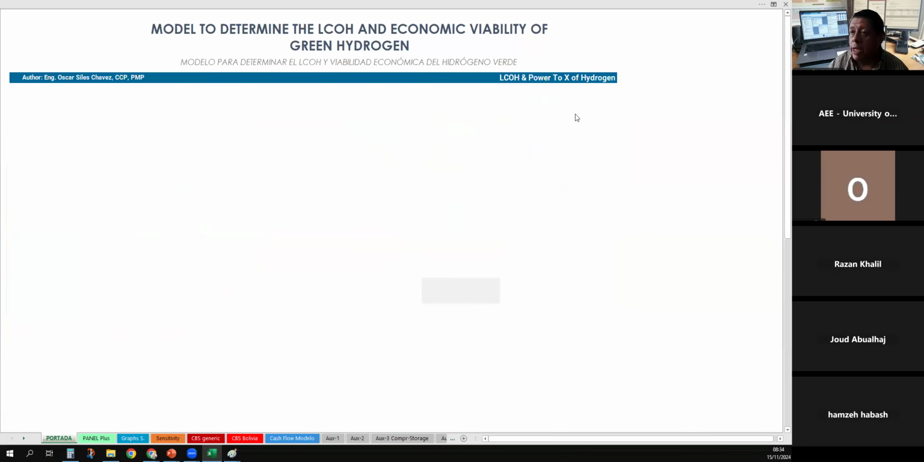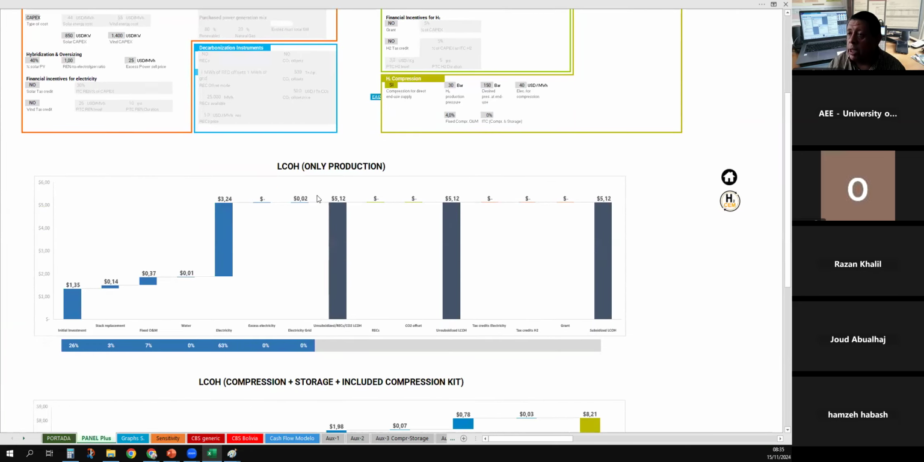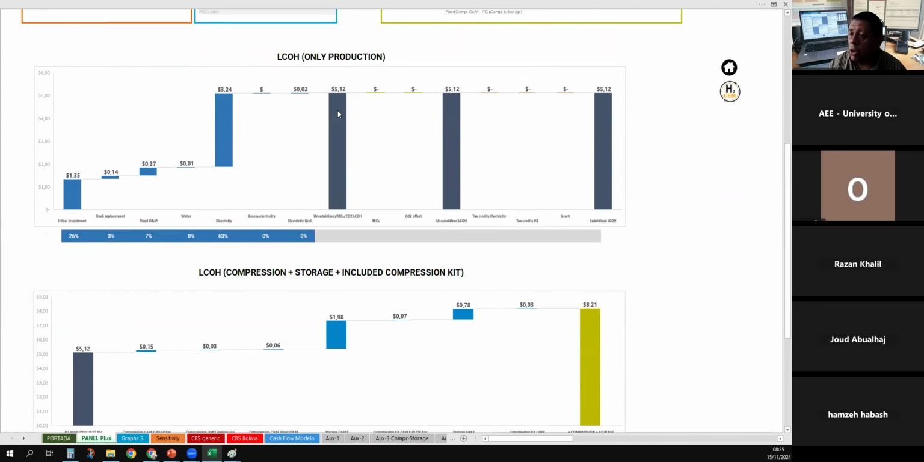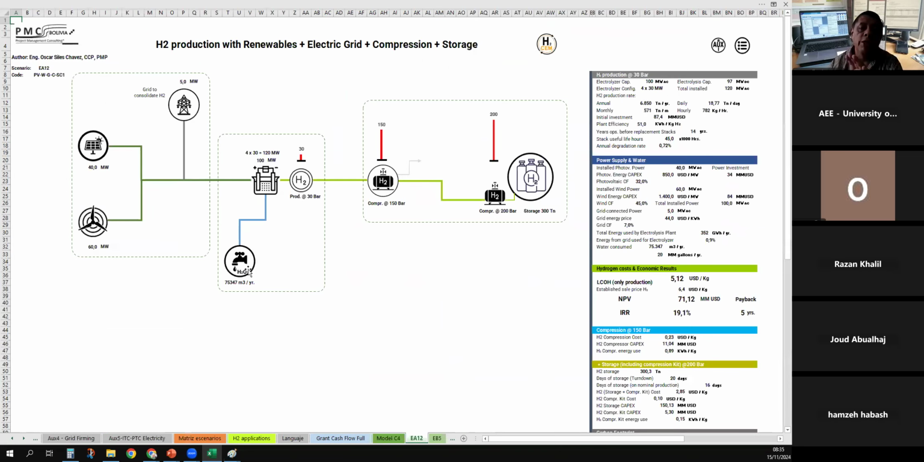For example, this is the main panel. We can choose if I want English or Spanish language. Here, for example, is the blue box: plant economic life, WACC, okay, and we can see the results, the graphics with the LCOH on the production plus compression plus storage, and the model configuration according to what I have chosen in the input parameters.